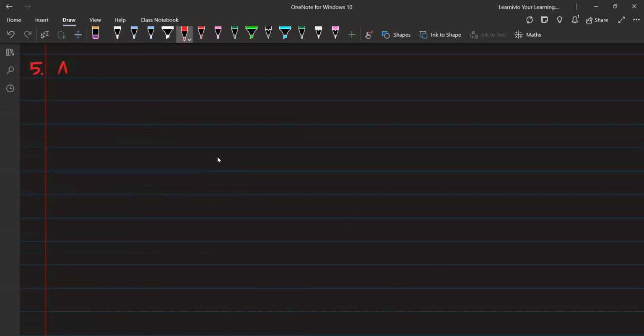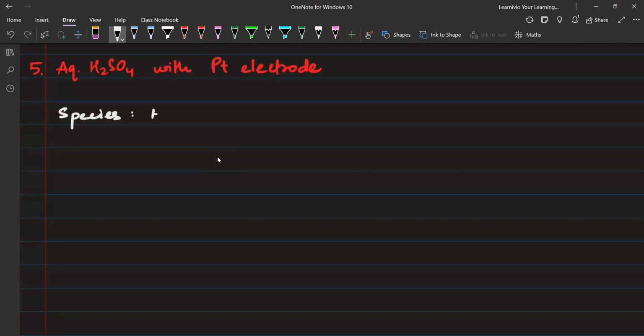Aqueous H2SO4 with platinum electrode. Okay, so in this case, the species are going to be H positive, OH negative, and water.